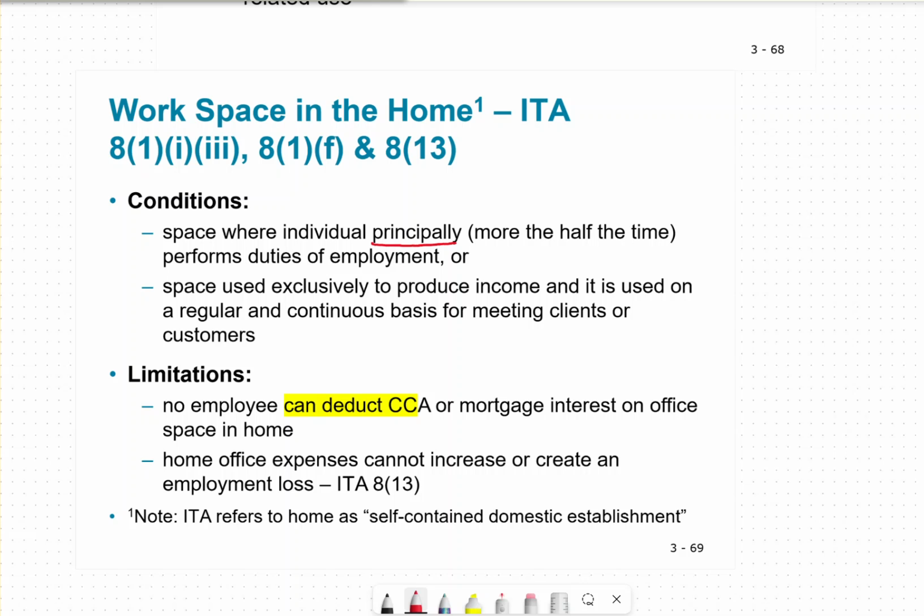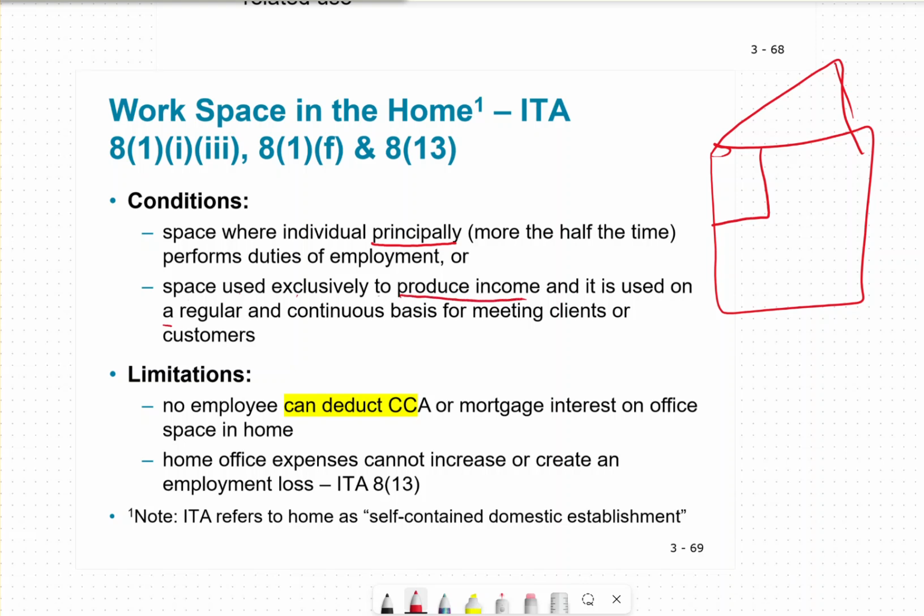What you have is a study area. This is your house. In the house, we have one area that we designated to be used as a workspace. You need a quiet space, and you say that my study area I'm going to use as a work space. So it says space used exclusively to produce income and used on a regular or continuous basis for meeting clients or customers.